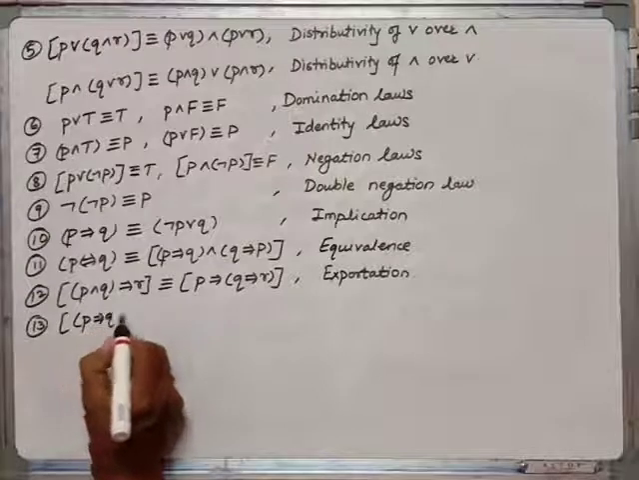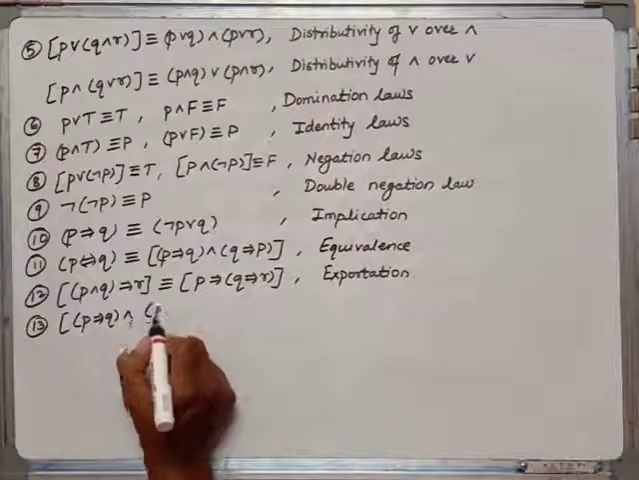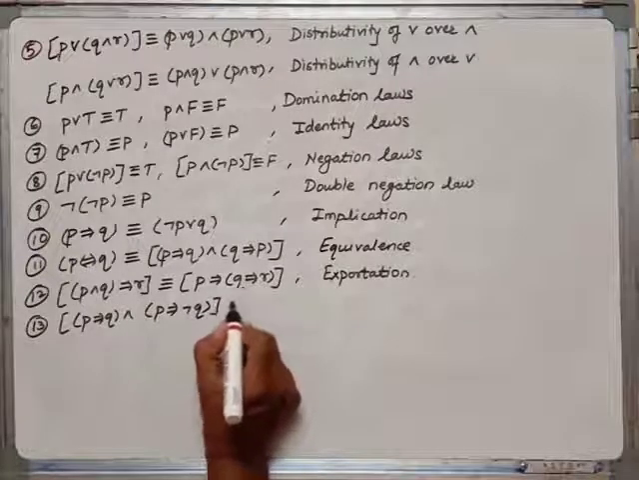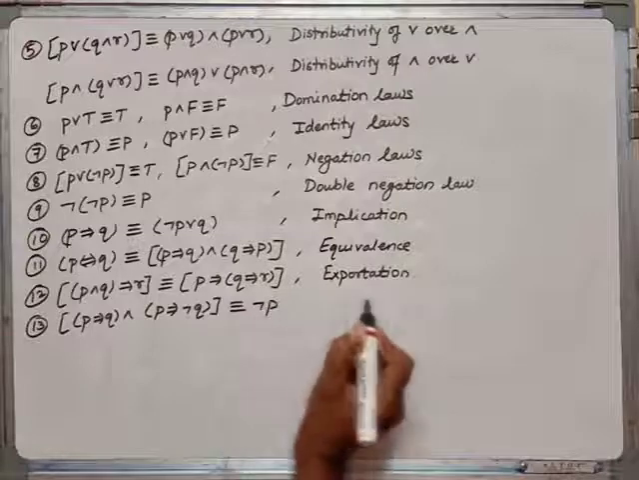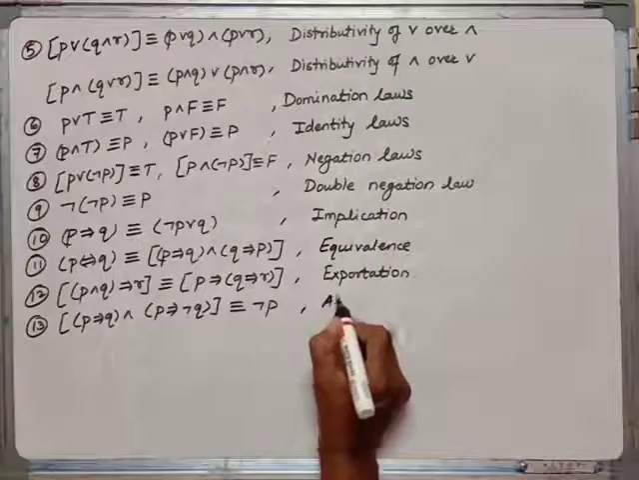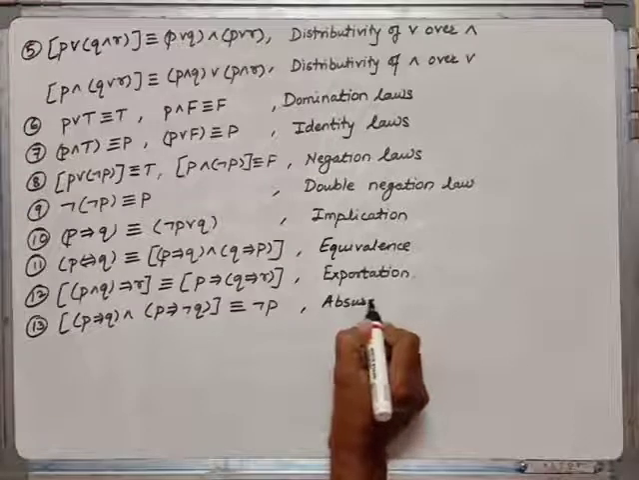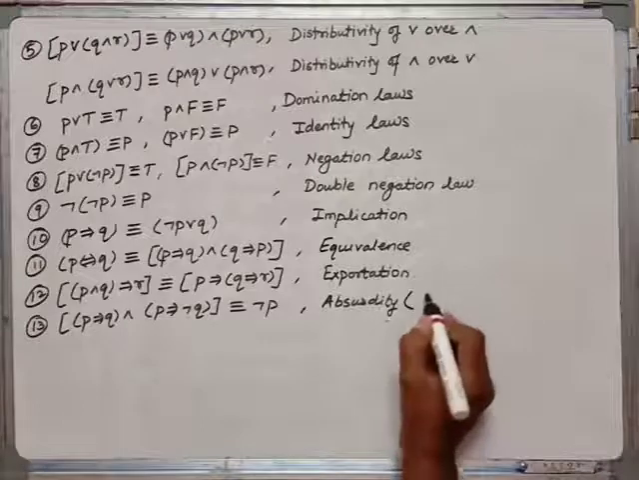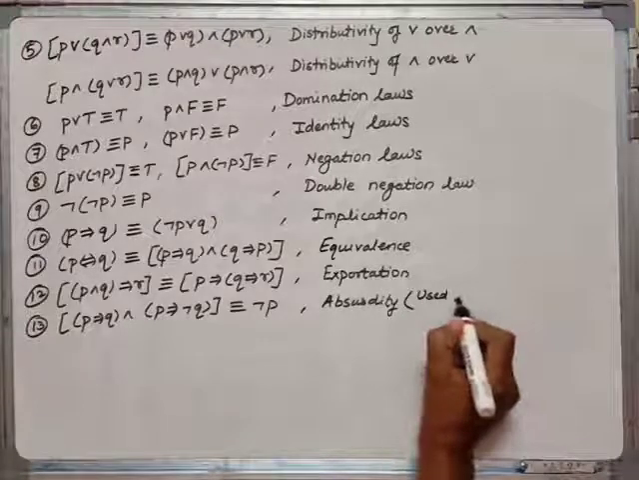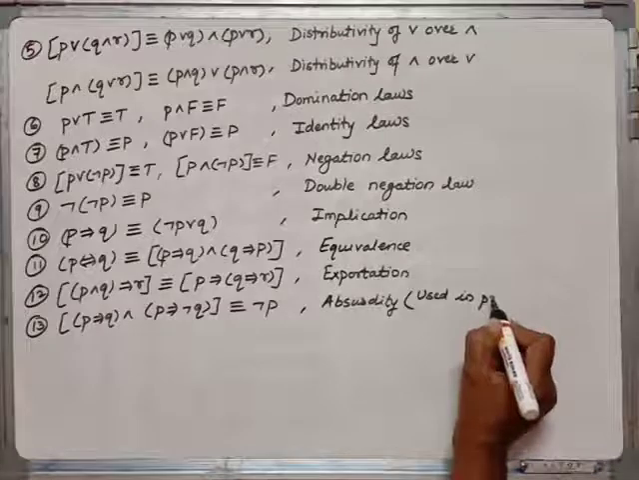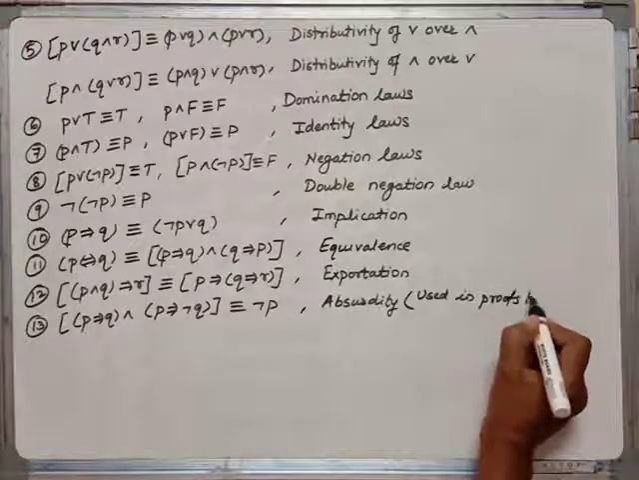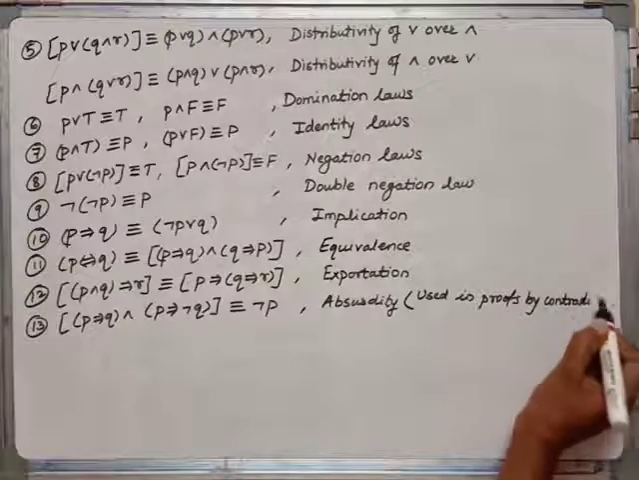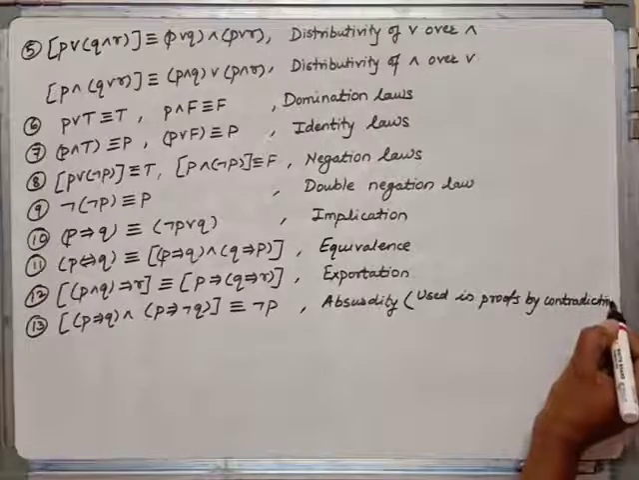Now 13th one, P implies Q and P implies negation Q gives negation P. This is known as absurdity. Absurdity is known to you, it is contradiction also. So this is most probably used in proofs by contradiction.